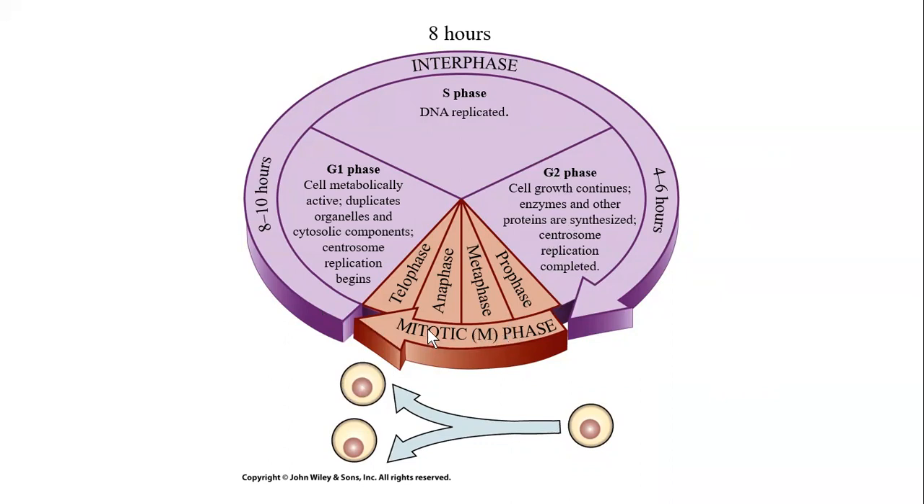Mitosis has a starting cell, which is right here in the interphase. The starting cell has 46 chromosomes. This is the parent cell. And the daughter cells, as you see here, these 2 daughter cells also will have 46 chromosomes in human beings at the end of mitosis.